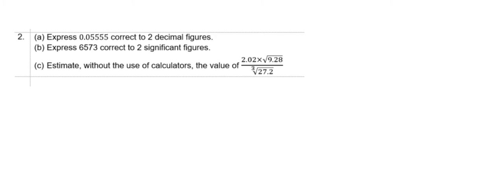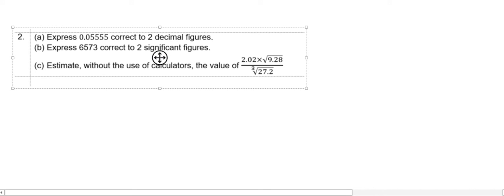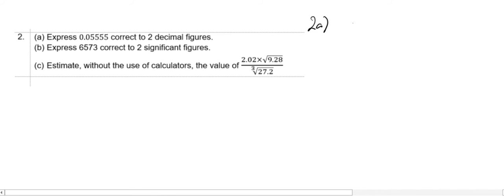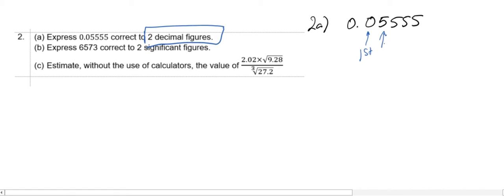Right? Yes? Yes. Now, 2A, for completeness' sake, let's look at all the answers. Now, two decimal places. Which one is the first decimal place? Zero. So you must understand this is first, this is second. You look at the next number, plus or minus? Given.